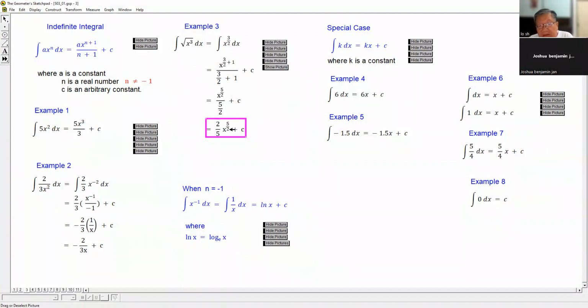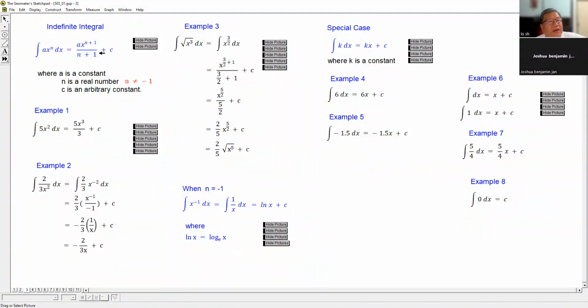The index part, 5 over 2, we have not simplified yet. So how to make this 5 over 2? The 5 means the power of 5 here. The 2 at the bottom means the square root. So it's square root of x to the power of 5. So this is the answer. Okay or not? Okay.